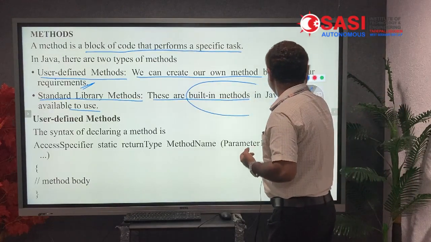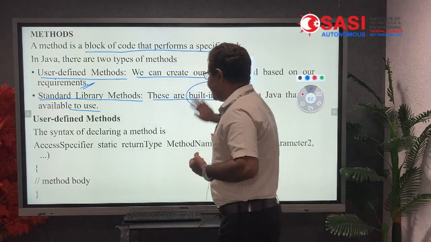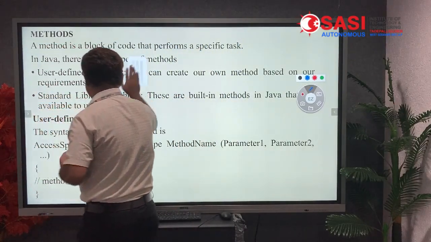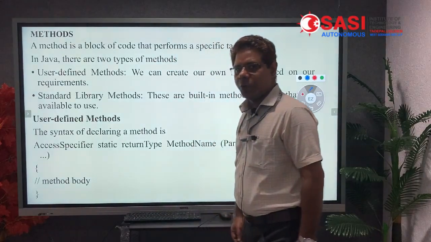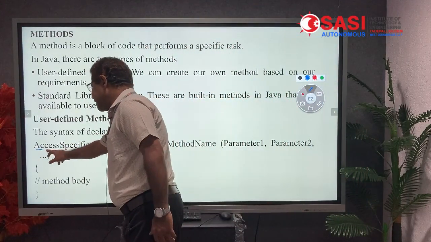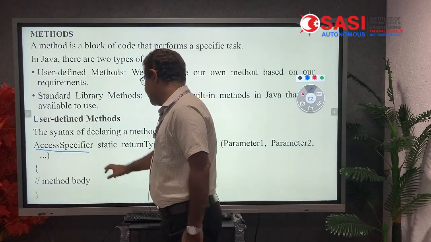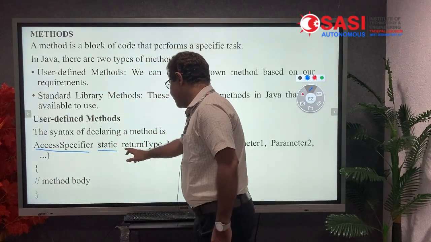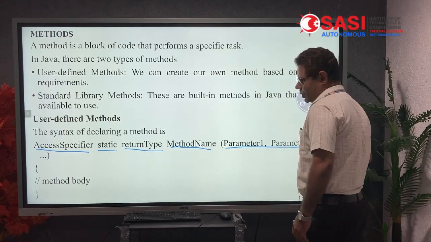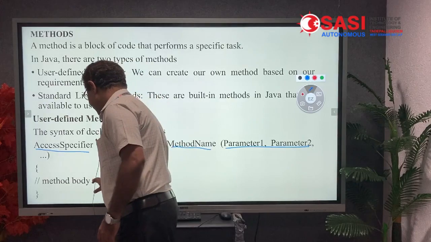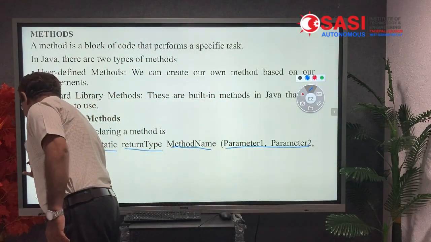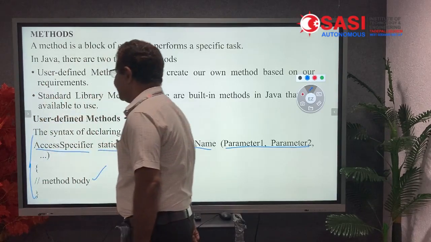To create a user defined method, we can see the syntax. The syntax to create a user defined method is: the first one is the access specifier, next one is static, next is the return type, method name and parameter list, next the body of the method. So to create a method in Java, the syntax is this one.